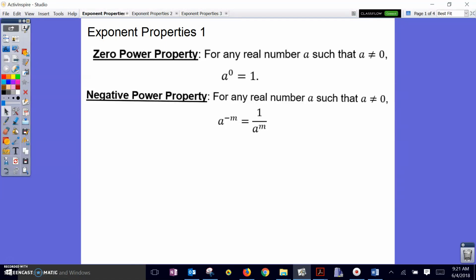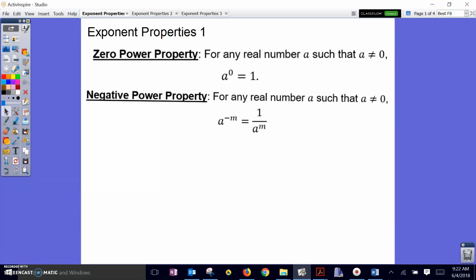In this video, we'll begin looking at some of the properties that we have for exponents and how they work. We'll start with two relatively simple properties. First, the zero power property, which says that for any real number a such that a doesn't equal 0, a to the 0 is equal to 1.